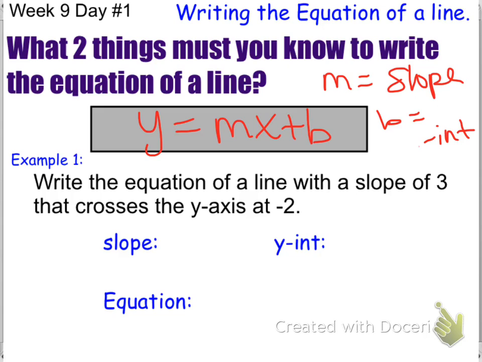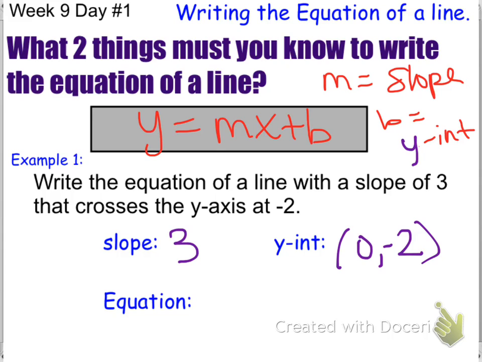So let's go ahead and look at our first example. Our first example is to write the equation of a line with a slope of 3 that crosses the y-axis at -2. The great thing about this question is we're given the slope already. It's 3. And we're also told that the y-intercept is -2. That's where it crosses the y-axis. So we have the point (0, -2) as the y-intercept.